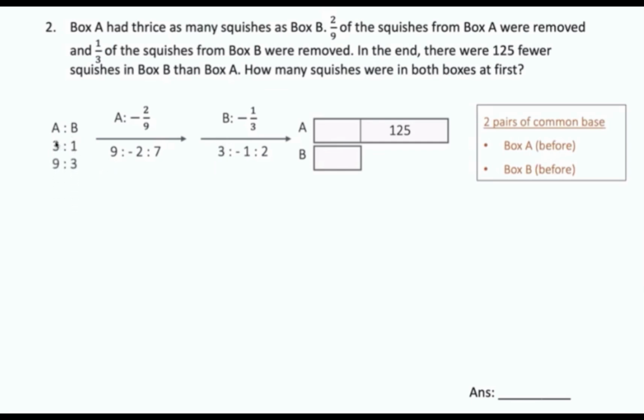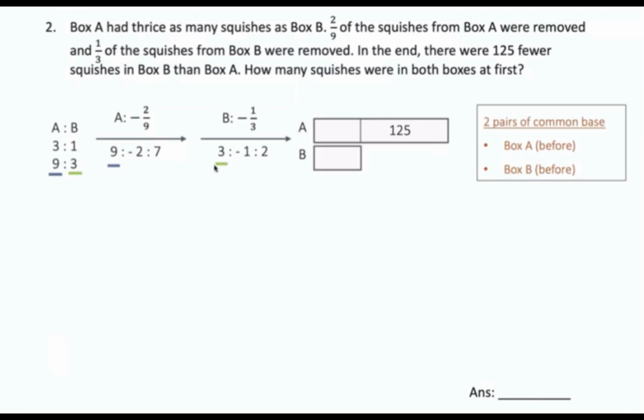So let's make the beginning of A the same as before. Make it 9. Now you can see B is 3. Aha, this is 3. Good, they are the same. Nothing further needs to be done. So we got a common base for the beginning of A and the beginning of B. Done. Now once the common base is done, you can ignore the old ratios. Just use the new ratio, which is 9:3. 9, 2, 7, 3, 1, 2.